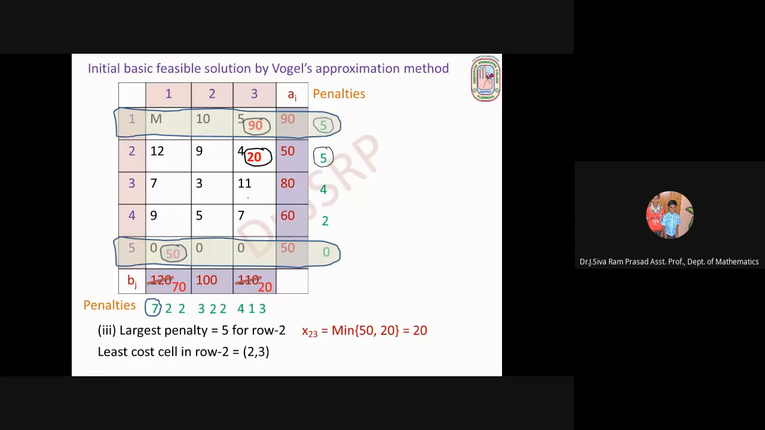Okay. Observe which constraint is satisfied. Observe the third column. Third column requirement 20. So here we have 20. So all the required amount is obtained from the second origin. That means the column constraint is satisfied. Observe the second row. At the second row, available amount is 50. Out of 50, 20 are transported. Remaining available amount 50 minus 20, 30. Okay. So then cross off column 3.